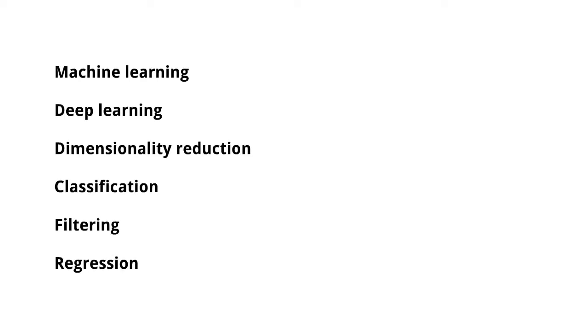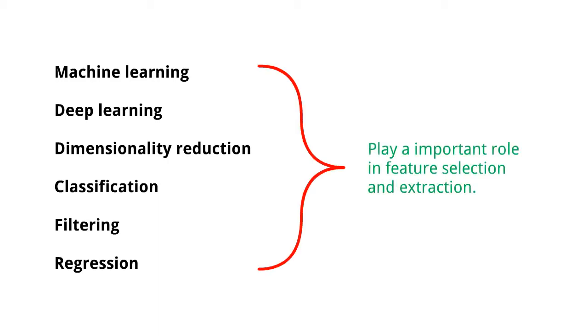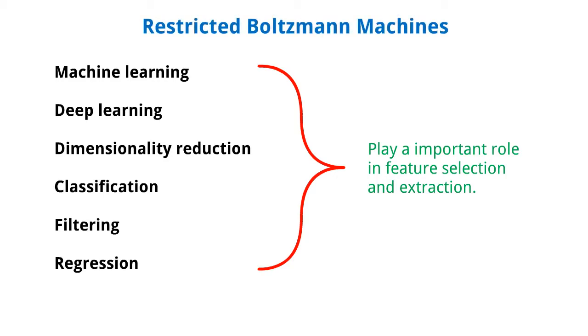Machine learning and deep learning, dimensionality reduction, classification, filtering, and regression play a very important role in feature selection and extraction. In this tutorial, we will learn such an algorithm that performs multiple functions together, known as the restricted Boltzmann machine's algorithm, and we will see how they actually work.